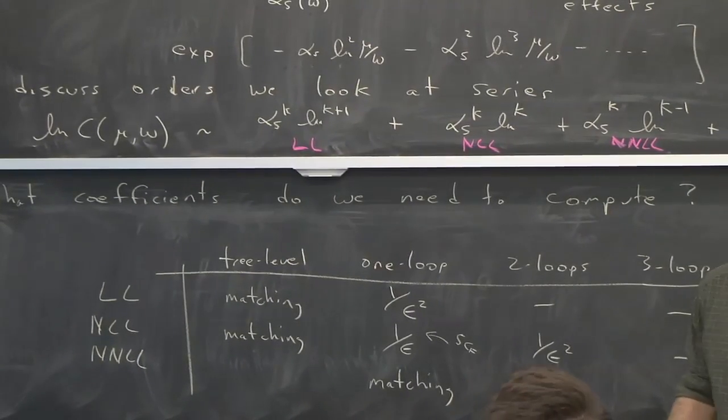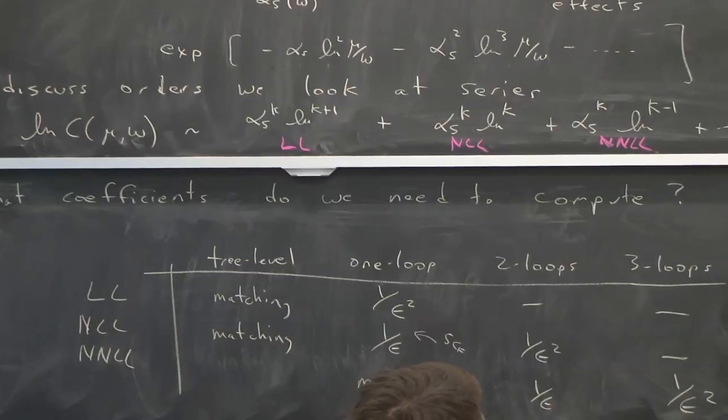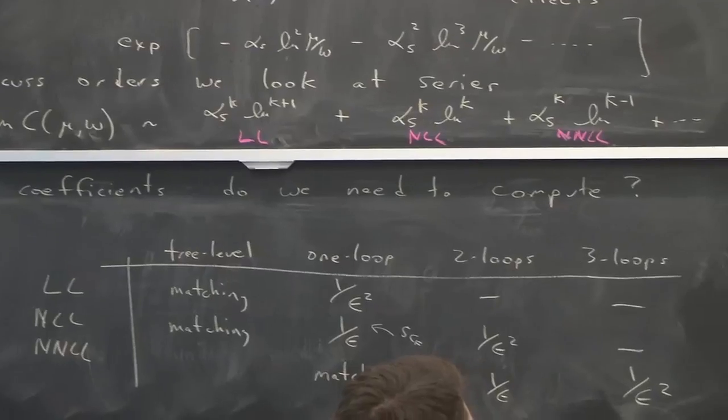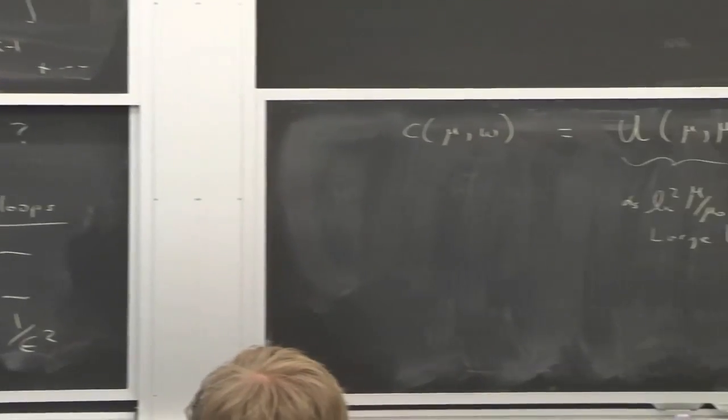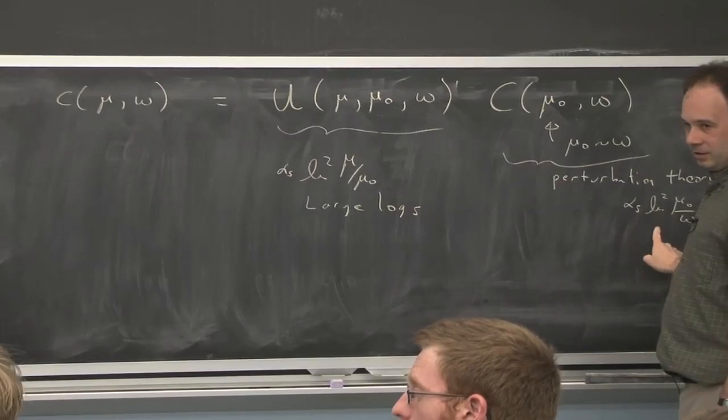So when you say tree level matching, yeah, I mean this C, not equal to 1. That's right. I mean this guy here, right? Right. And if you want to go to NLL or NNLL, you take 1. Then you'd have this. That would have this term.